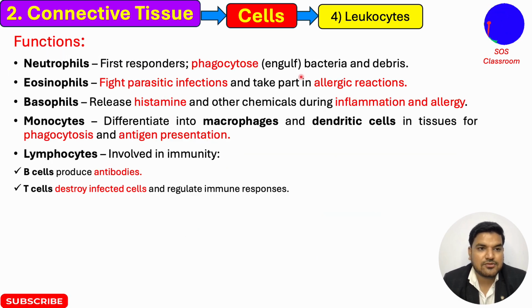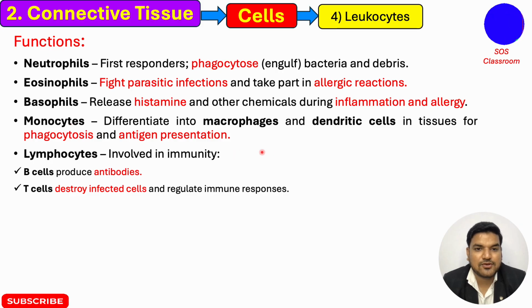What are the functions of the leukocytes? What is the function of neutrophils? So neutrophils are the first responders for the phagocytosis process. Phagocytosis means engulfing the bacteria and destroying the bacteria by different types of enzymes. Eosinophils fight the parasitic infections and are responsible for the allergic reactions. Basophils release histamines, and histamine is helpful for the allergic reactions and inflammations in the body.